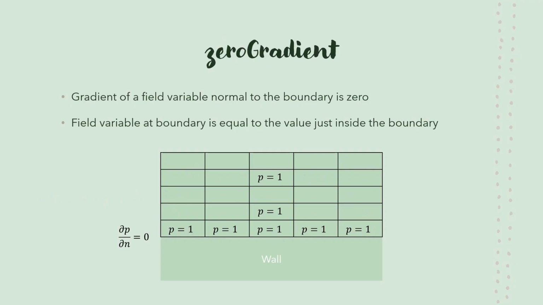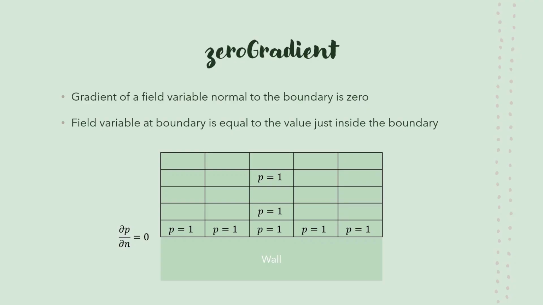Next we have zero gradient. Zero gradient essentially talks about the gradient or rate of change of the property. The gradient of a field variable normal to that boundary being equal to 0 is what is termed zero gradient. The field variable at the boundary is essentially equal to the value just inside the boundary, in the sense that if we apply a zero gradient condition at the wall, whatever value was closest to the wall is what would be patched on top of the surface as well.